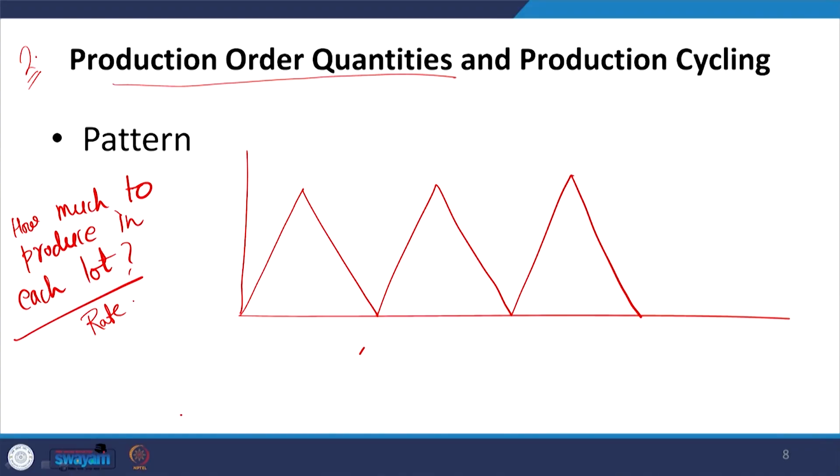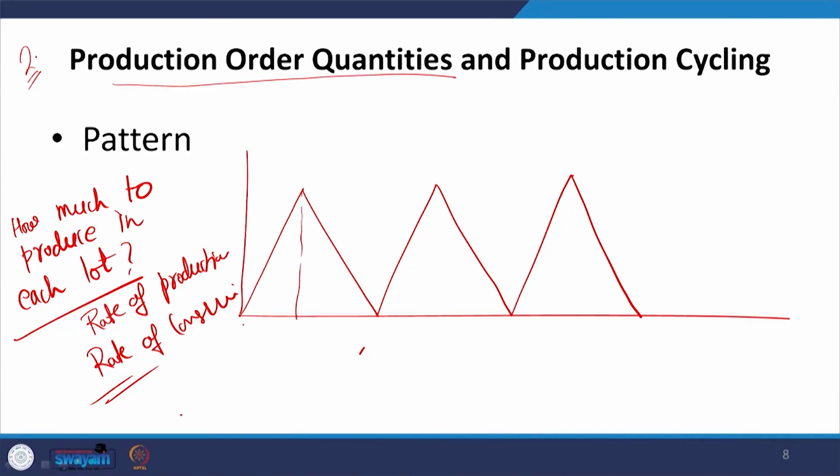The only thing is that the rate of production and rate of consumption, and now you can understand easily that rate of production is higher than rate of consumption. Therefore, you will not produce for the entire period, you will produce for a limited amount of time. So, you are producing from here to here.